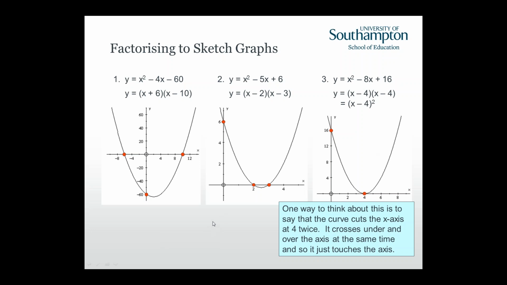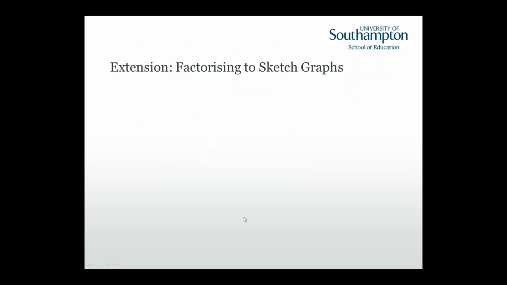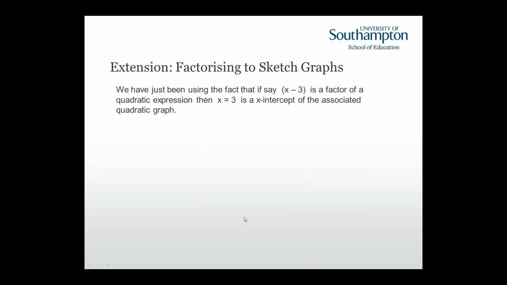If you've had to do the whole completing the square thing, then you do normally end up with just one set of brackets squared, don't you? So that will always sit. That is slightly different. That's not giving you the x-intercepts. Factorising gives you the x-intercepts. Completing the square gives you something different. Yes, we'll get to completing the square in a minute.